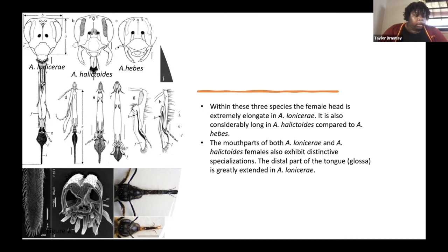The brush-like structure called the galeal comb cleaning apparatus, located on the face of the galea and shared with almost all short-tongued bees, has undergone reduction to 1 to 3 bristles. The loss of almost all setae in the galeal comb and the considerable reduction in the size of the paraglossa are unique features found elsewhere in the long-tongued bees, but are atypical of short-tongued bees, indicating convergence between long-tongued bees and A. lanicerae and A. halictoides. So here's what I was talking about.